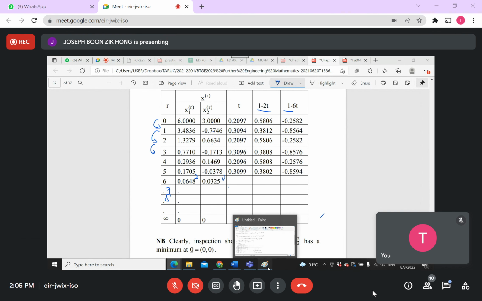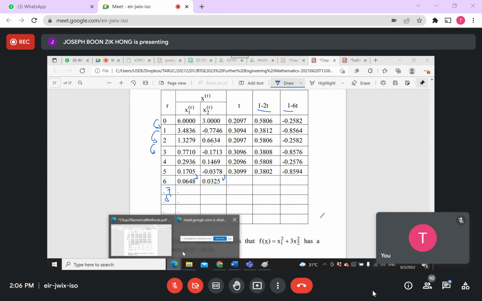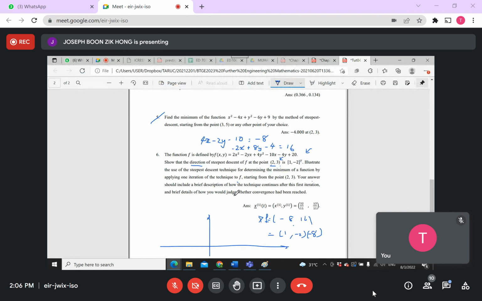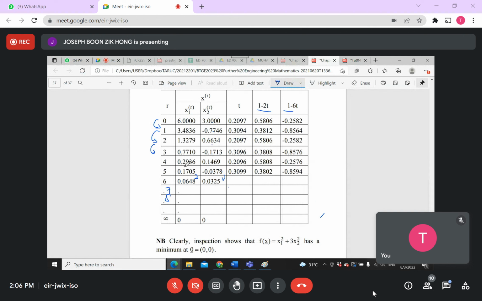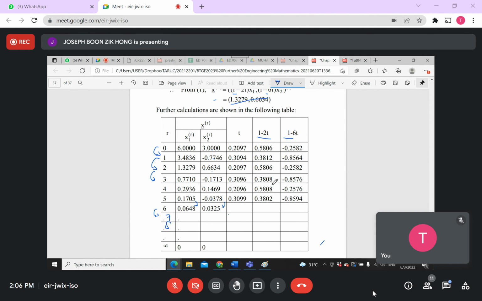And the second one, how you judge whether your convergence is reached or not. When your error is getting smaller and smaller, and one day your error is very small, the difference is very small already, which is less than 0.001, then we will decide that convergence is reached already. Understand what it means? I repeat again.